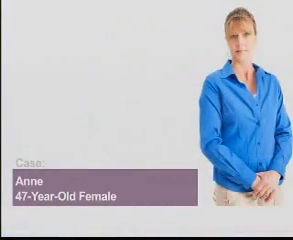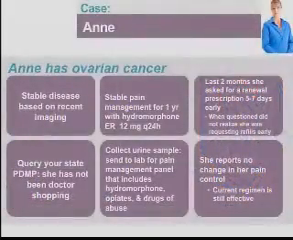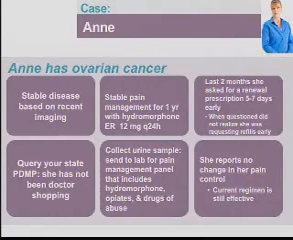Now we're going to go to a case. This is Ann. She's a 47-year-old female. She has ovarian cancer. Her disease has been stable on the basis of recent imaging. Her pain management regimen has been hydromorphone ER 12 milligrams every 24 hours. It's been stable for over a year.